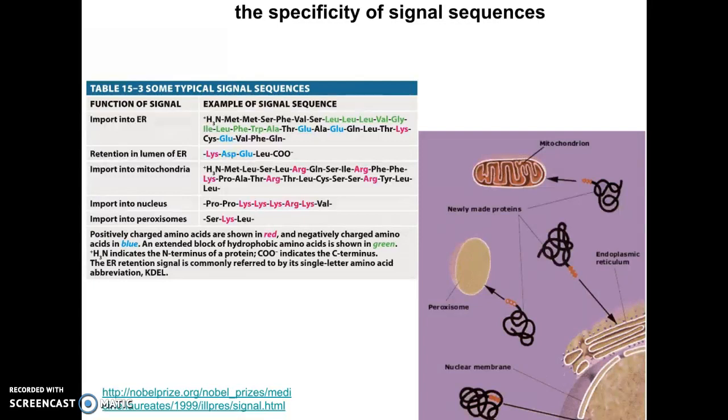And so then there are other signal sequences, proteins that get made in the cytosol but have a consensus sequence that causes them to be imported into the mitochondria, or a signal sequence that targets them to the nucleus or the peroxisome. And so these signal sequences and the discovery of them is really essential for our understanding of how things end up in the right place in the cell.